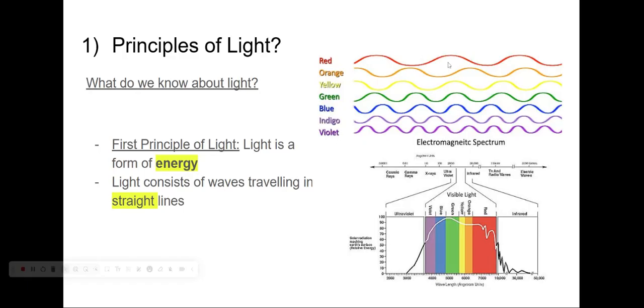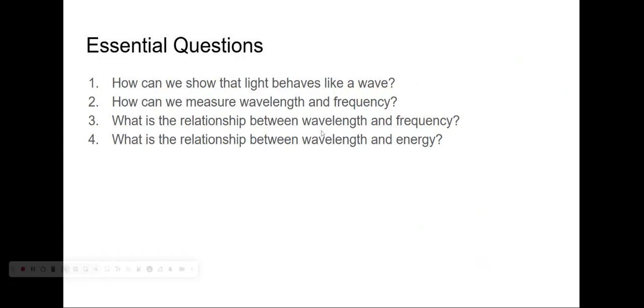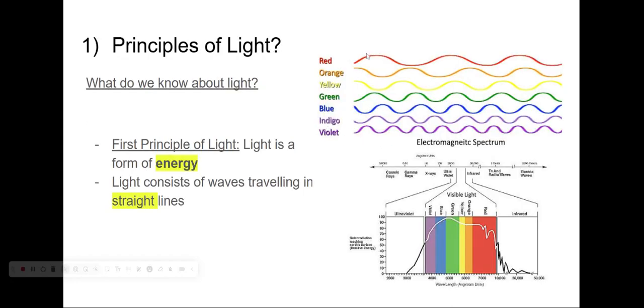And conversely, we can see that the wavelength of red is very long and the wavelength of violet is very short. So we can say that the relationship between wavelength and frequency is that the longer your wavelength, the shorter, or the smaller your frequency. The shorter your wavelength, the faster your frequency.